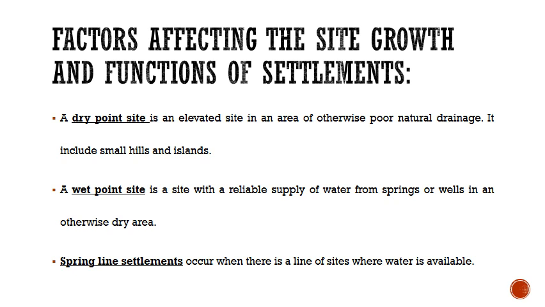A dry point site is an elevated site in an area of otherwise poor natural drainage. It includes small hills and islands. A wet point site is a site with a reliable supply of water from springs or wells in an otherwise dry area. Spring-line settlements occur when there is a line of springs where water is available.